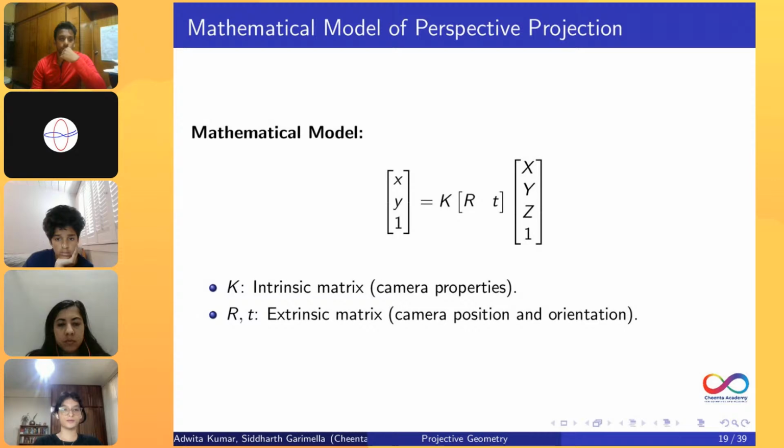So the mathematical model is shown here, where K represents the intrinsic matrix, or camera properties, and [R | t] represents the extrinsic matrix, known as the camera position and orientation.